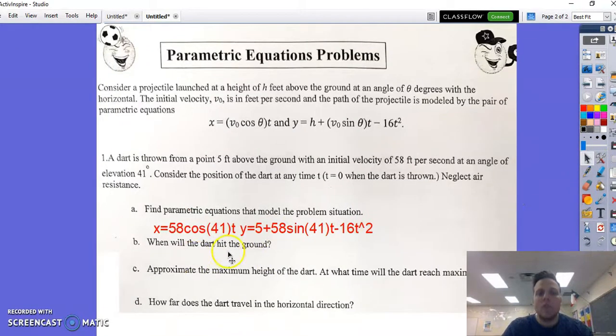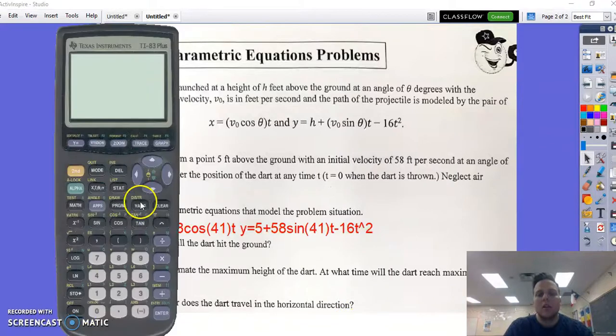Part B says, when will the dart hit the ground? So it's saying we've thrown the dart up. It went up. Now it's coming back down. Okay? And I need to ask, when is it going to hit the ground? So I want to know at what time t do I hit 0 again? Alright? So it's asking, hey, when is y going to equal 0 again? Alright? Well, we can actually use a calculator to do this for us. So, go ahead and pause the video and grab a calculator if you have not done so already.